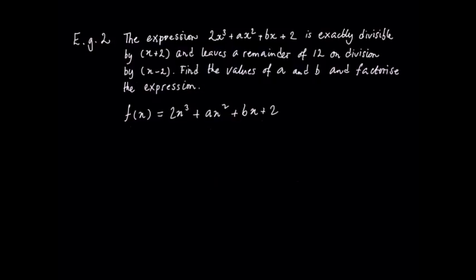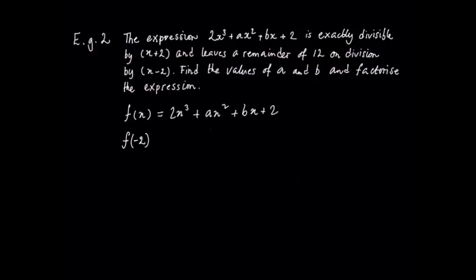In the second example, the expression 2x cubed plus ax squared plus bx plus 2 is exactly divisible by x plus 2. In other words, x plus 2 is a factor of this polynomial expression. It leaves the remainder of 12 on division by x minus 2. We have to find the values of a and b and factorise the expression. We have f of x is equal to 2x cubed plus ax squared plus bx plus 2. We'll start by finding f of negative 2.